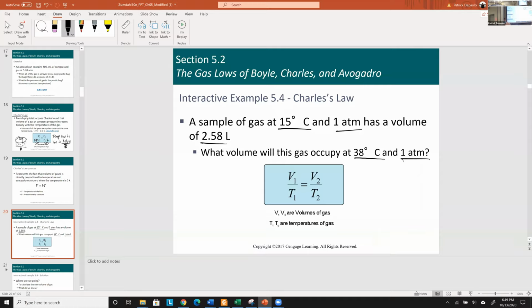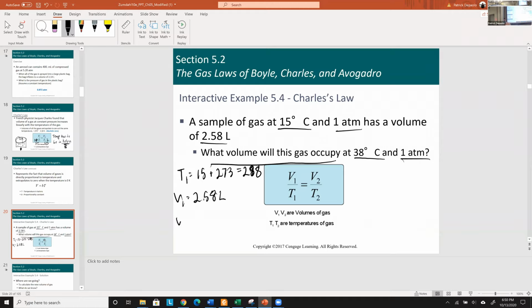So let's solve things. Let's say a sample of gas is at 15 Celsius. Right off the bat, you have T1. Immediately, I want to convert that to Kelvin. Add 273, and you get 288. Then it has a volume of 2.58 liters, so V1 equals 2.58 liters. What volume will the gas occupy?